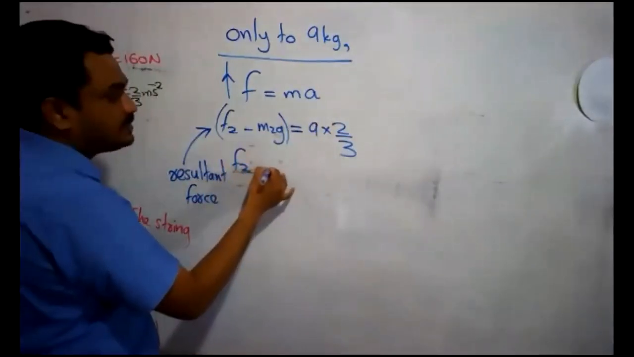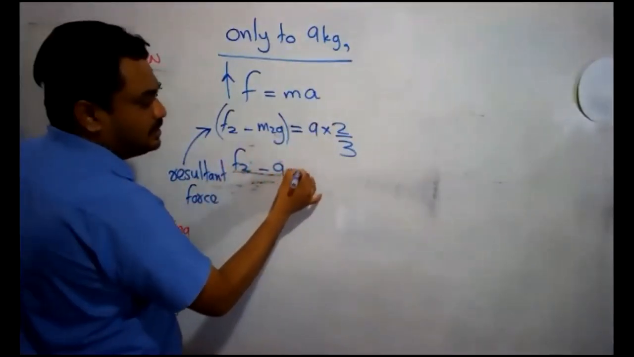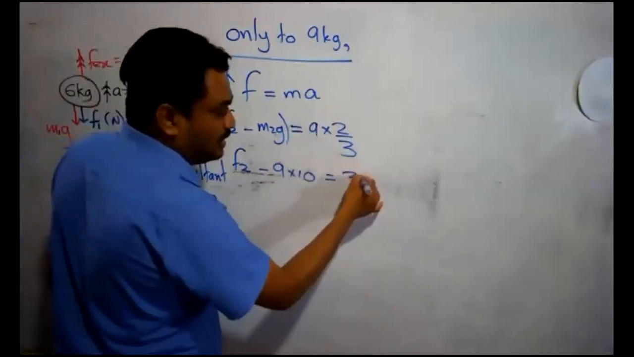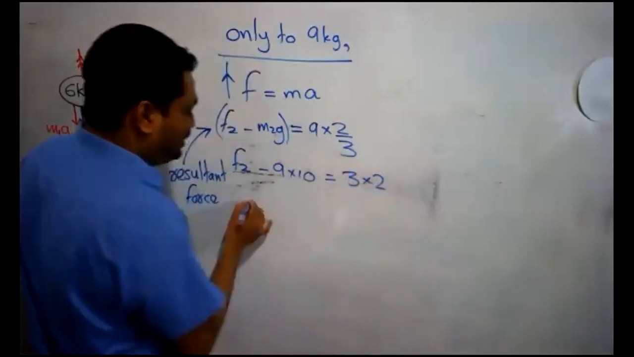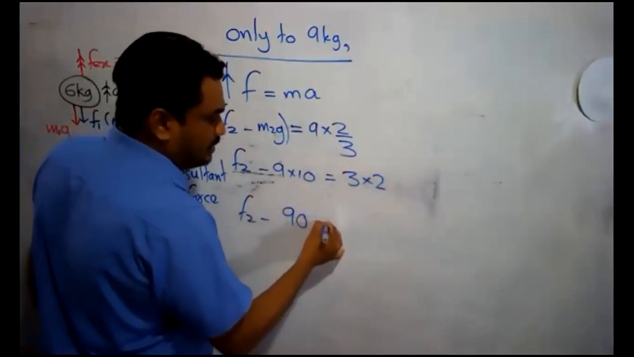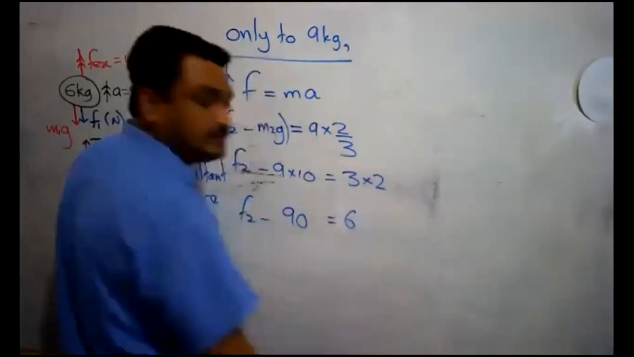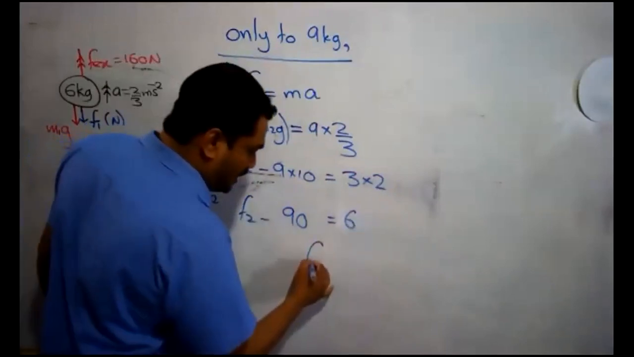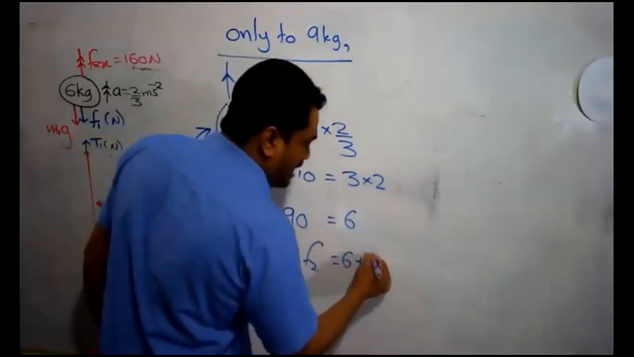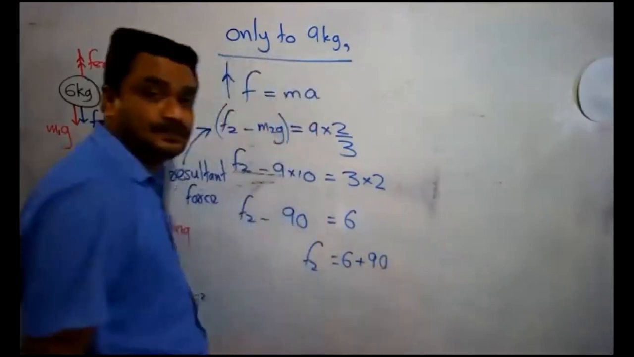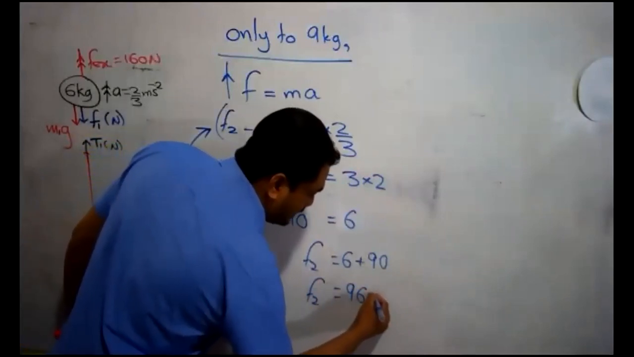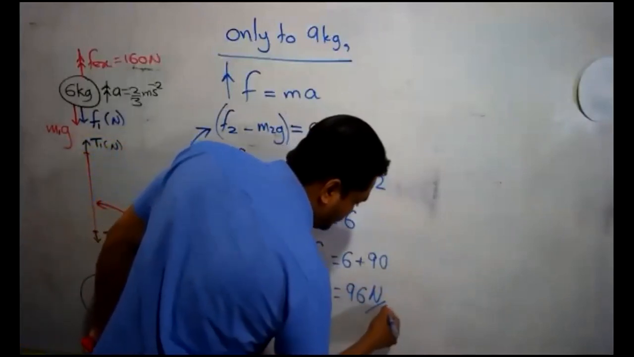We don't know what the F2 is. M2 is 9. G is 10. 9 divided by 3 is 3. This is 2. F2 minus 9 times 10, 90. 3 times 2, 6. F2 equals 6, minus 90 come to this side as positive 90. Therefore, F2 equals 96 Newton.